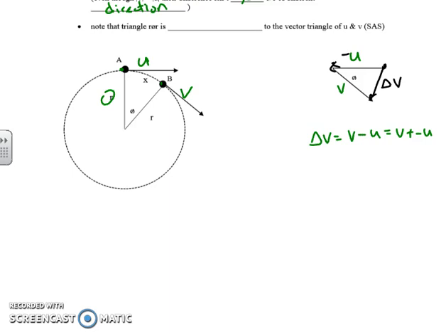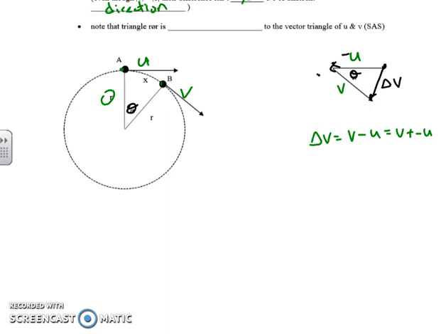So what I want you to notice is that in this vector triangle of u, v, and delta v, we have an angle. I'm going to rewrite it as theta. What does that theta represent? That represents how much angle the object has moved in this circle right here. So in other words, as we go from the vertical position, the 12 o'clock position, to let's say the 1 o'clock position, this theta is the same angle we see in our vector triangle over here. So what can we say about that?